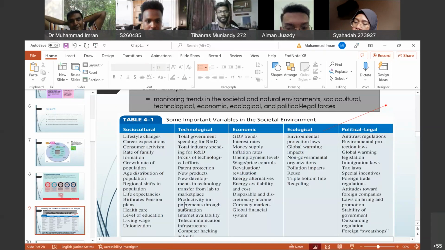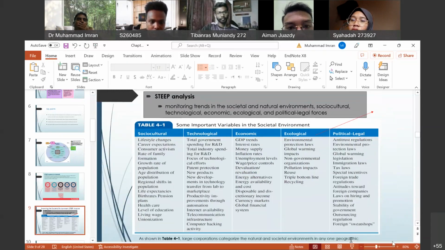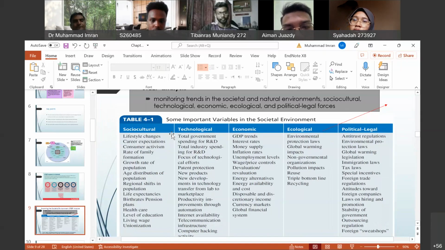Okay, Iman, please read this all. Technological: total government spending for research and development, total industry spending for research and development, focus of technological efforts, patent protection, new products, new developments in technology, transfers from lab into marketplace, productivity improvement through automation, internet availability, telecommunication infrastructure, computer hacking activity. Okay, these all belong to technological involvement or technological changes. When I discuss the technology part, I will give you some examples.